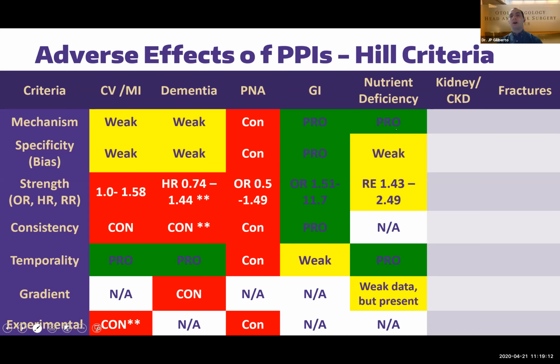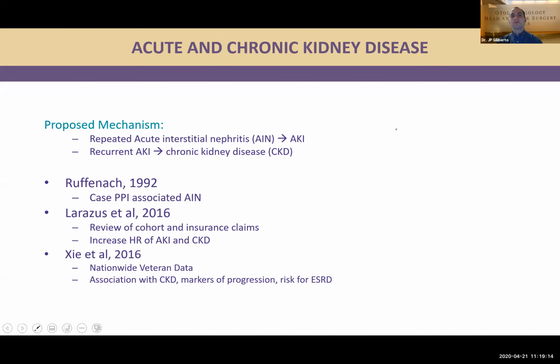So lastly, the next two are going to be the ones that we'll probably spend a little bit more time on, just because there is a little bit more substantial evidence behind their risks. The first is acute and chronic kidney disease. The proposed mechanism for this is you have an acute interstitial nephritis that leads to an acute kidney injury, and that recurrent acute kidney injury leads to chronic kidney disease.